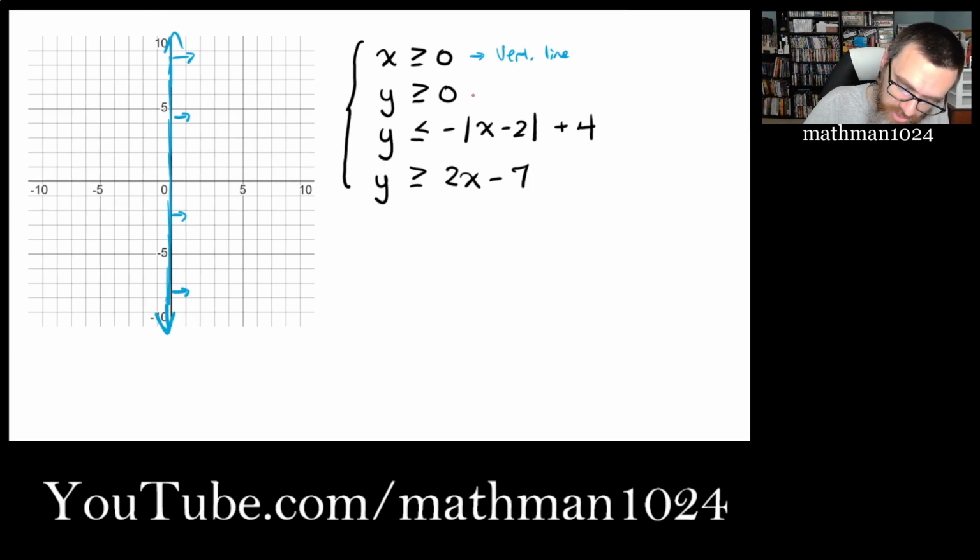And then when I look at this, y is greater than or equal to 0. When it's just y equals a number, this is a horizontal line, and it says greater than or equal to, so it's going to be solid. So a solid line right here. And it says greater than, so that means we're going to be shading above.